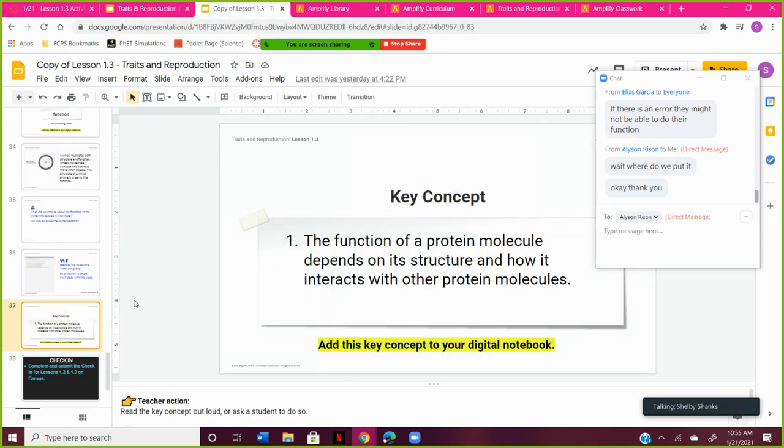So here's our key concept. I'll leave this key concept up. Make sure that you do the weekly check-in in Canvas, and that is the only homework that you have for me. Get that done as soon as possible.